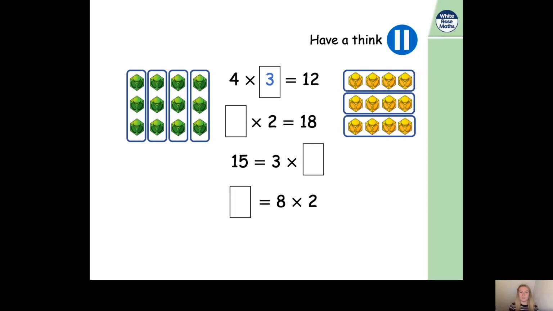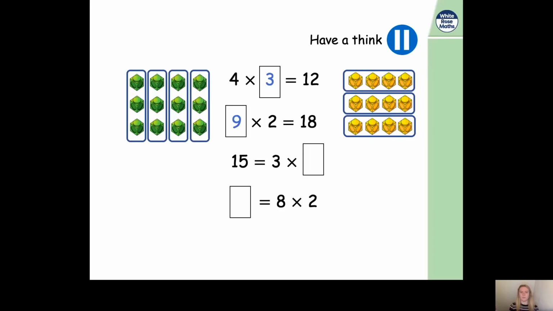Okay, shall we see if you were right? So something multiplied by 2 equals 18. So we are going to need 2 in each group, aren't we? So how many groups are we going to have? Well done, we're going to have 9 groups, aren't we? So 9 multiplied by 2 is 18. Now the next one, don't worry. I know the hole is at the start, but we've learned about that in class. You can do that. You don't have to have the hole at the end.